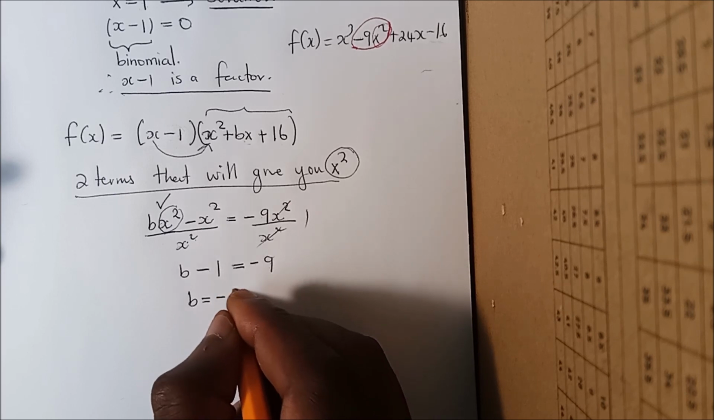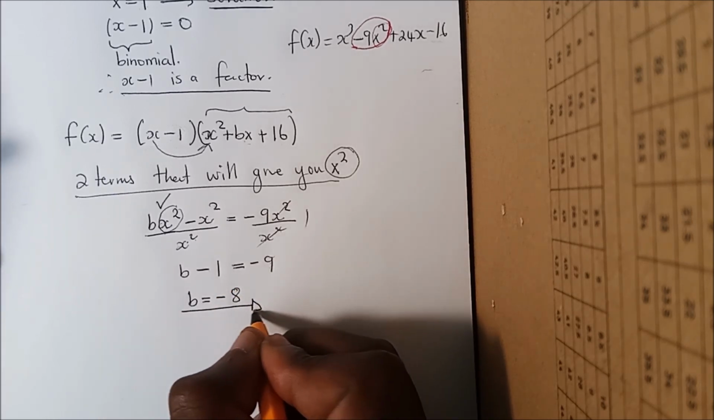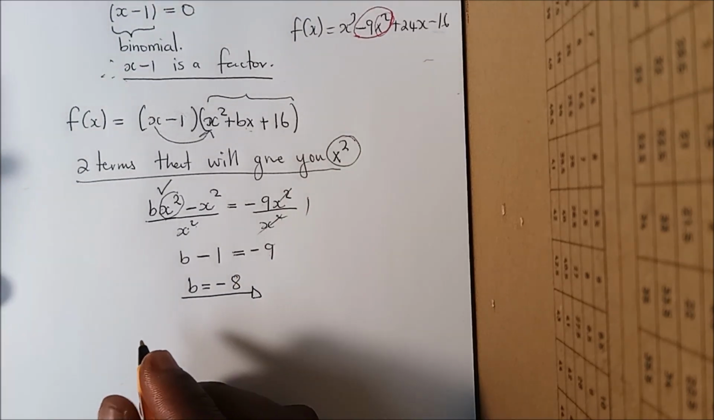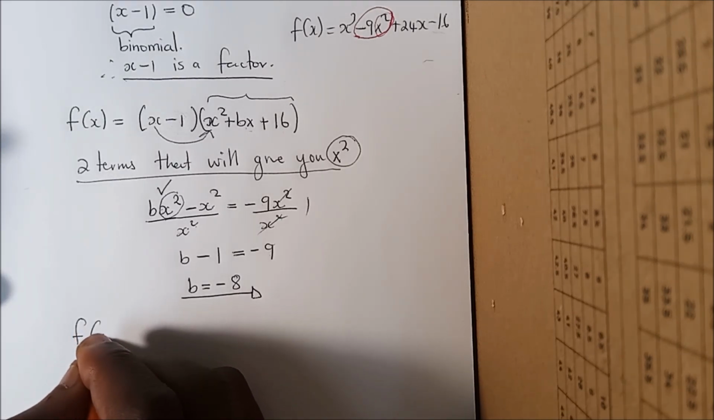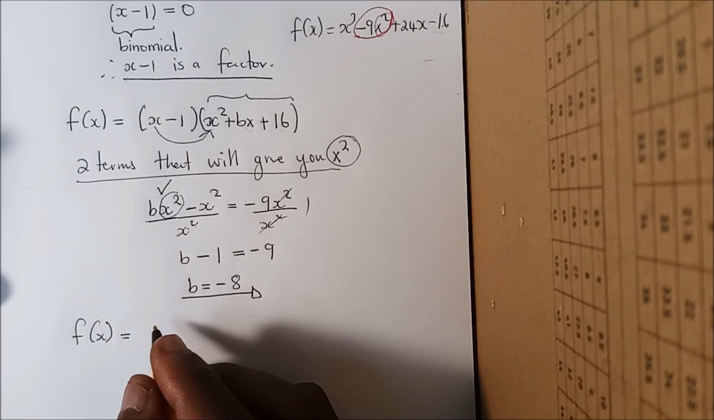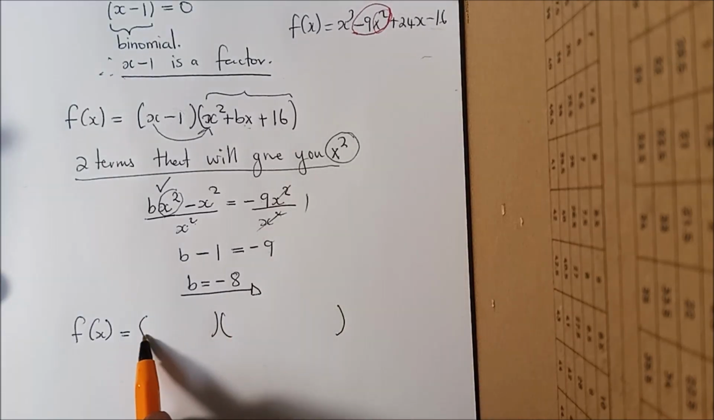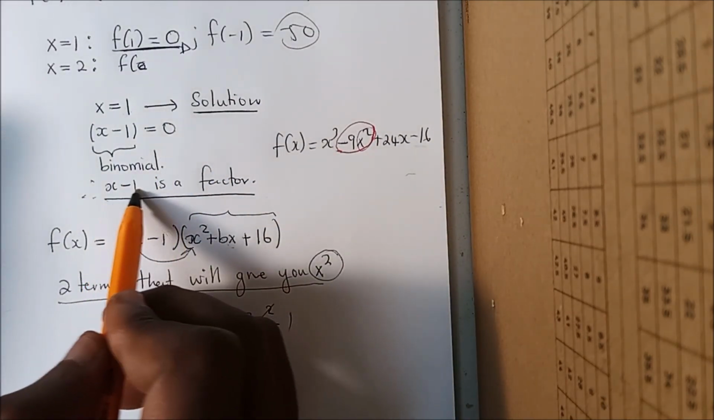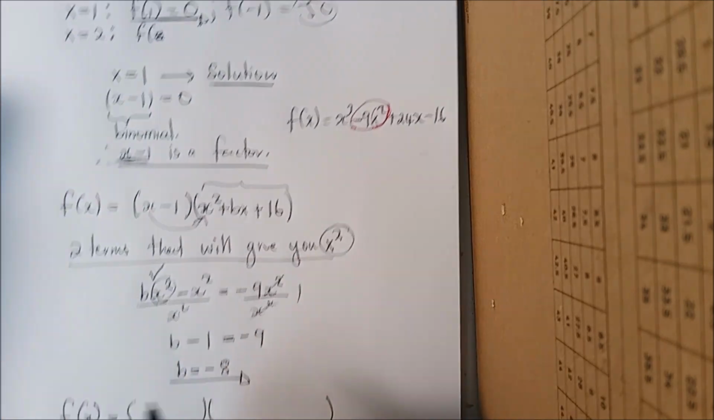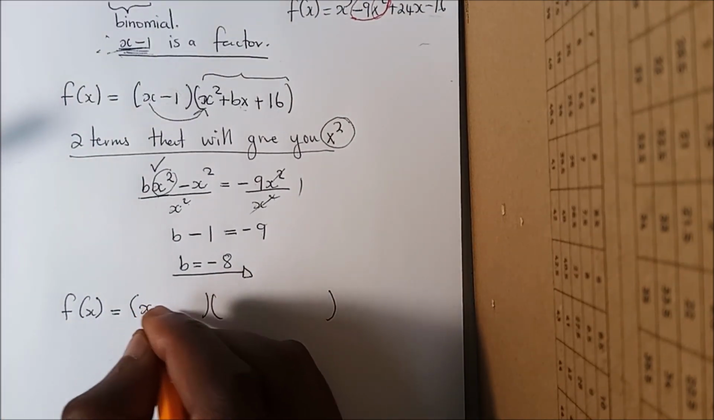That will be negative 8. So now you have the value of b. So now the last part is to write the factorized equation. What was in our first bracket? Remember our first bracket? It was our factor here, which is x minus 1. So we have x minus 1.